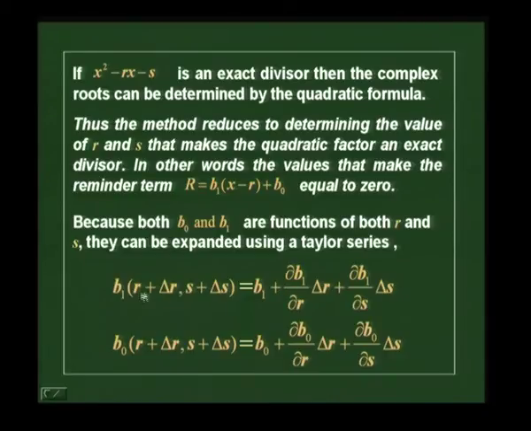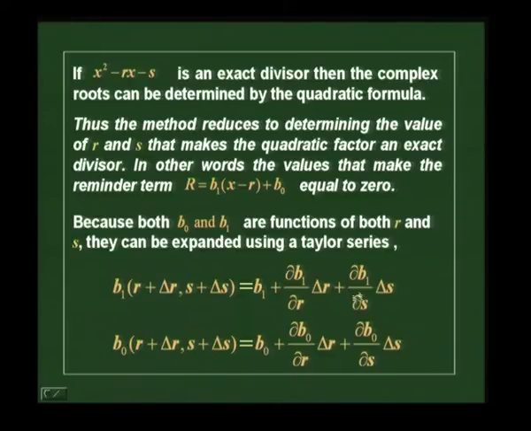Okay. So, the new b1 and b0 close to the r and s which you have chosen, which is r plus delta r and s plus delta s, can be written as b1 plus del b1 by del r into delta r, plus del b1 by del s into delta s, and similarly for b0.